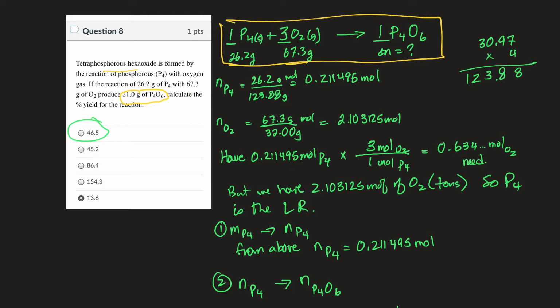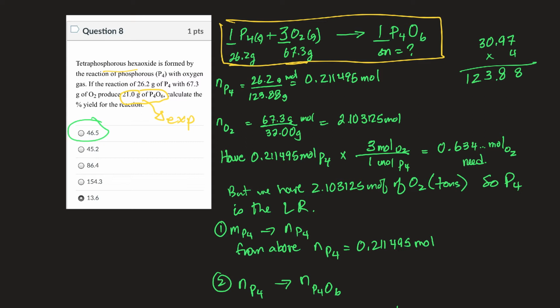So this, to me, sounds like that's how much they got when they did an experiment with it. So that's how many it produced. Then they say calculate the percent yield for it. So what I need to do is calculate the theoretical amount of product, and then compare it with the 21.